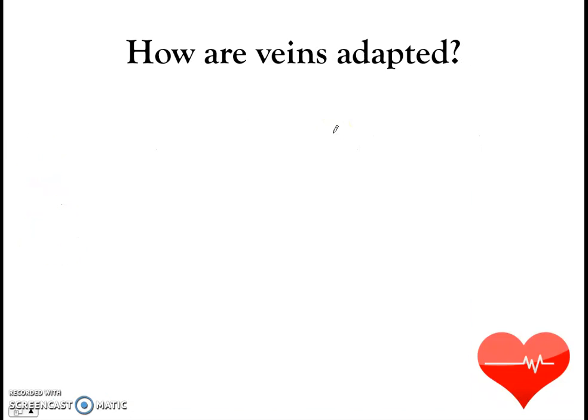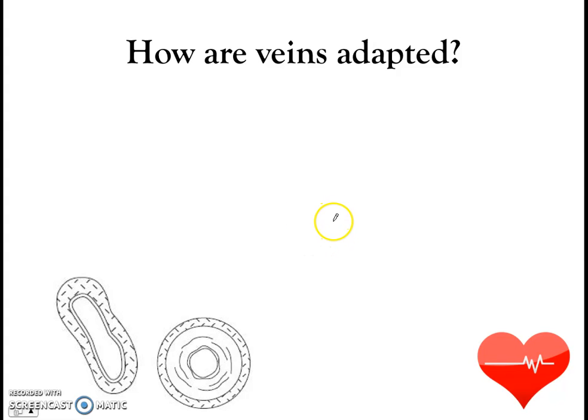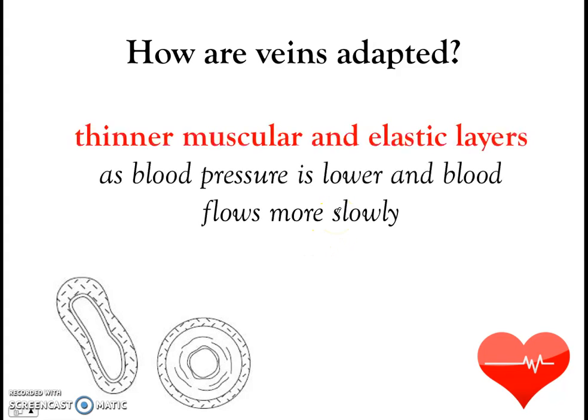So let's ask the question now. Veins transport blood at a lower pressure. So how are they adapted for that function? Well, firstly, veins tend to have thinner muscular and elastic layers compared to the arteries. So remember, this is our artery here with a very thick muscle and elastic layer. But in our vein, the muscle and elastic layer is a lot thinner. And that's because the blood pressure is much lower in the vein and the blood flows more slowly. So there's no need for a thick muscular wall to withstand high pressure.